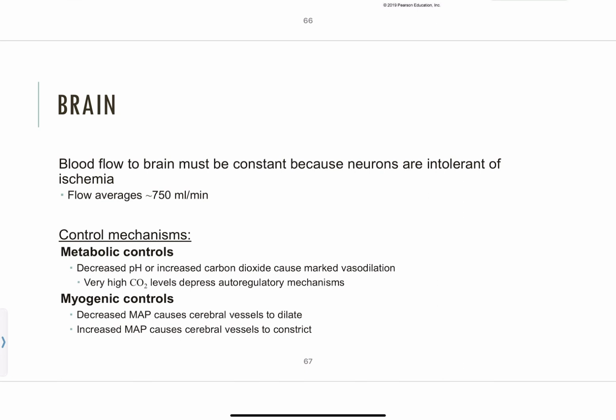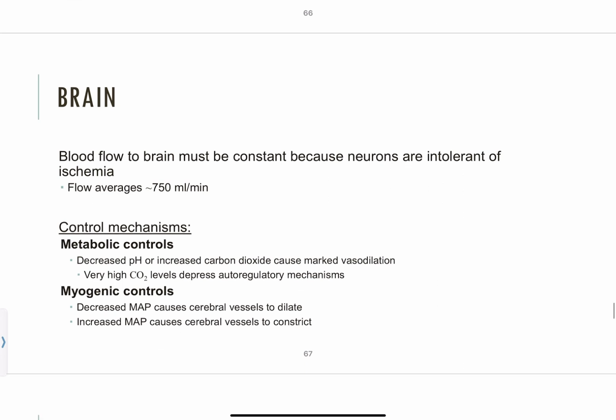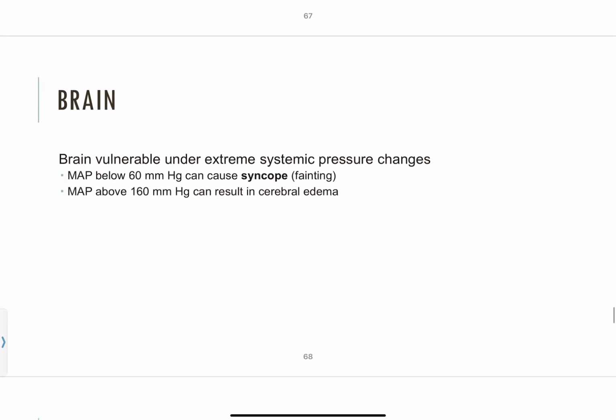And we're going to use both metabolic and myogenic controls to help keep this steady, so that if our carbon dioxide increases or our pH drops, that will cause our cerebral vessels to dilate, allowing more oxygen to come in and allowing us to get rid of the excess waste products. But if we have too much carbon dioxide, that can actually depress these mechanisms.